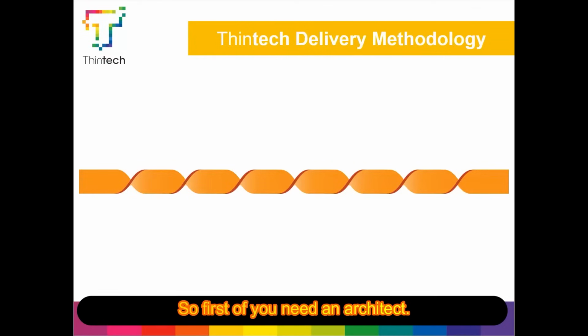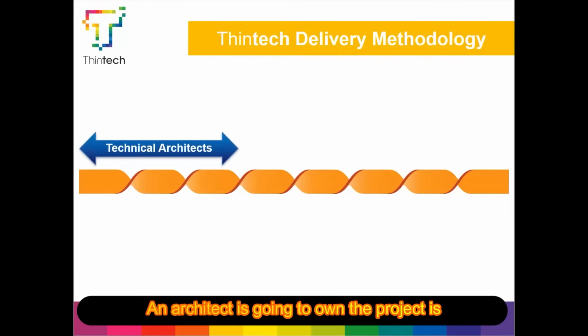So first off, you need an architect. An architect who's going to own the project, who's going to design the project, who's going to produce the detailed designs, what they call the blueprints, and do environmental checking, ensuring that any prerequisites that are needed are in place. You also need engineers.